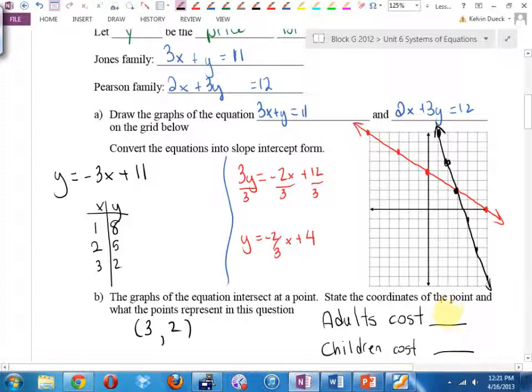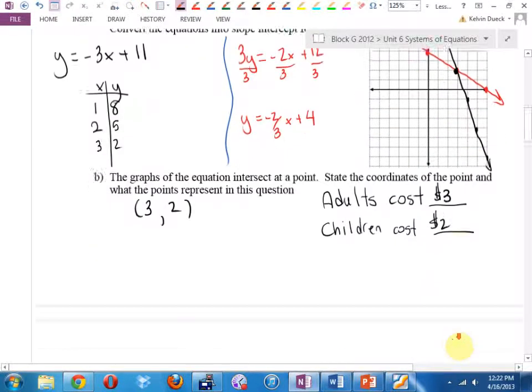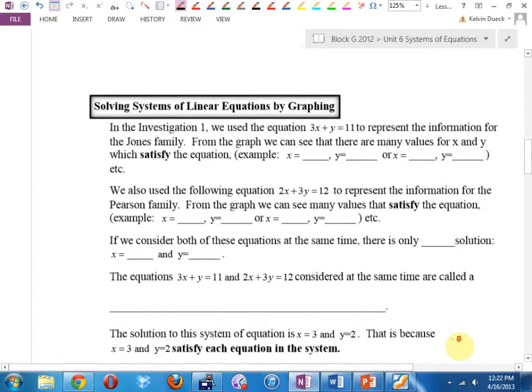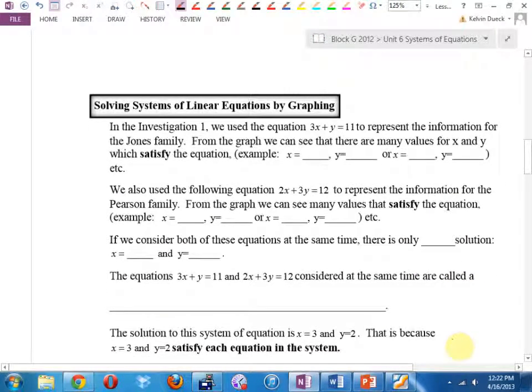Adults cost $3. Children cost $2. Conclusion, adults are worth more than kids. Therefore, we're more important. Well, maybe not. Turn the page.